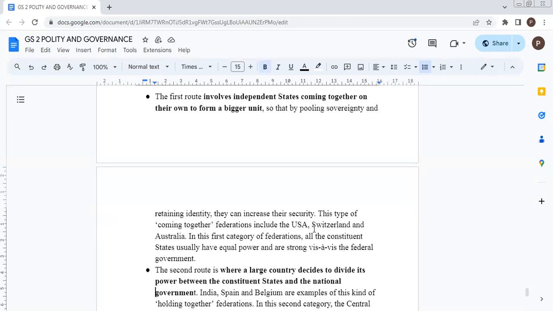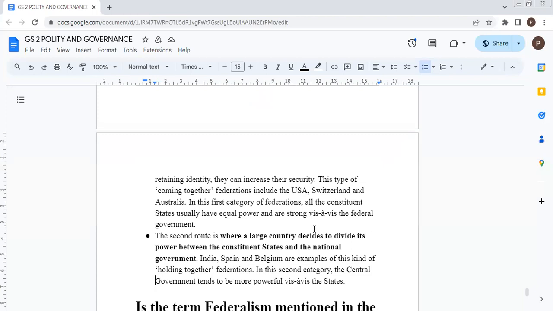And the second route, we have examples like Belgium, India, Spain, where the center is somewhat more powerful than the states, so as to deal with the problem of law and order, the unity and integrity, the sovereignty of the country, the maintenance of the international boundaries, and the international conventions, treaties, memorandums. For example, the partnership and membership of the Commonwealth Association, the membership of WTO, IMF.